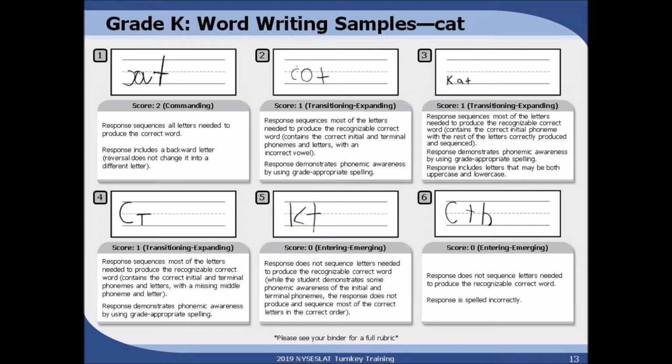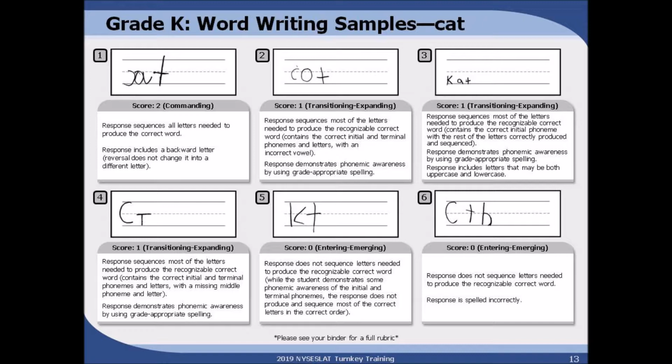Sample 3 is scored a 1. The response sequences most of the letters needed to produce the recognizable correct word. The response contains the correct initial phoneme, but not the correct initial letter C. The response demonstrates phonemic awareness by using grade-appropriate spelling. The response includes letters that may be both uppercase and lowercase.